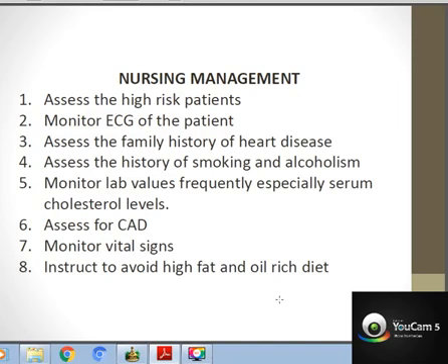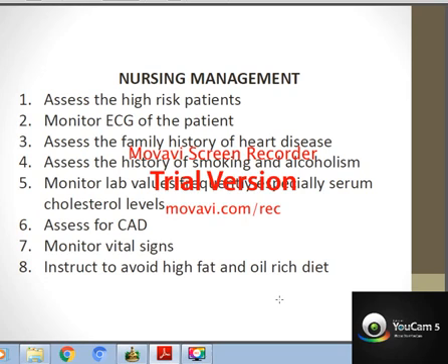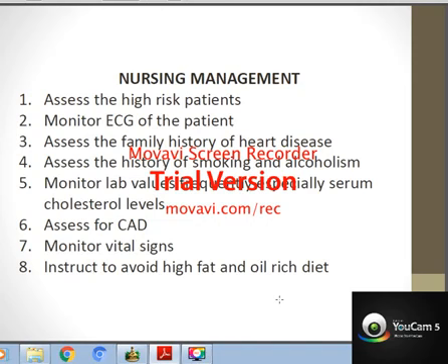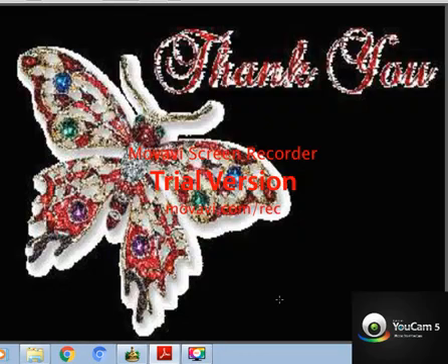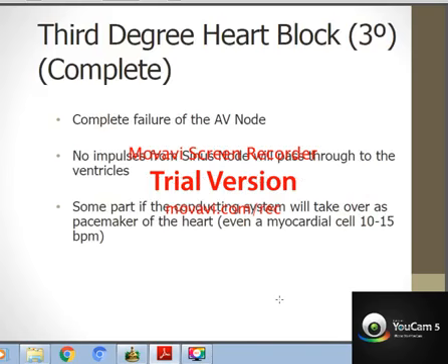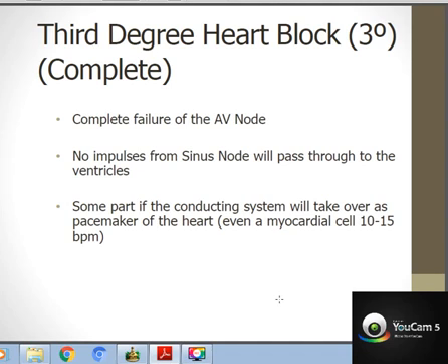Assess the family history of any heart disease, history of smoking and alcoholism, monitor lab values and serum cholesterol, especially electrolytes you have to monitor. Just check whether patient has any coronary artery disease or previously had a myocardial infarction. Monitor vital signs. Instruct to avoid high fat and oil rich food, of course, cardiac lifestyle modifications. Hope you understood.